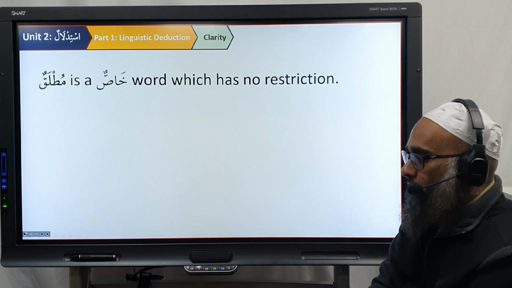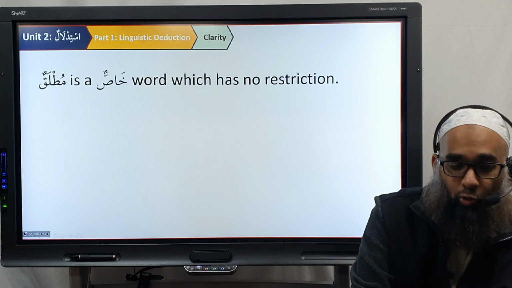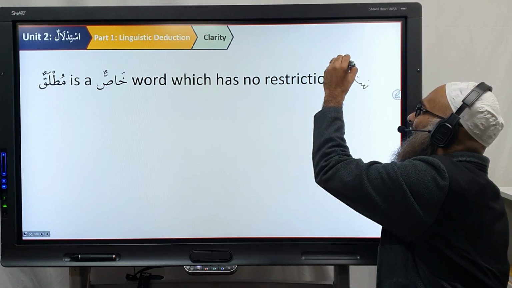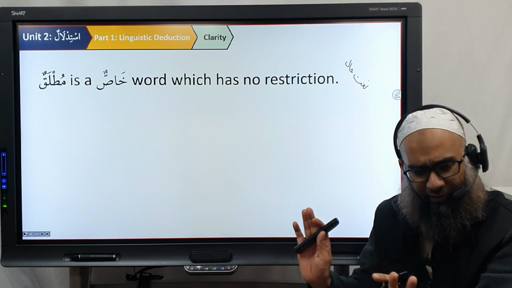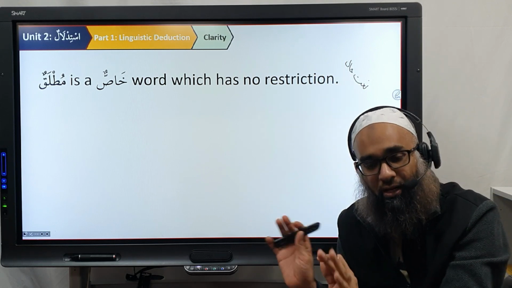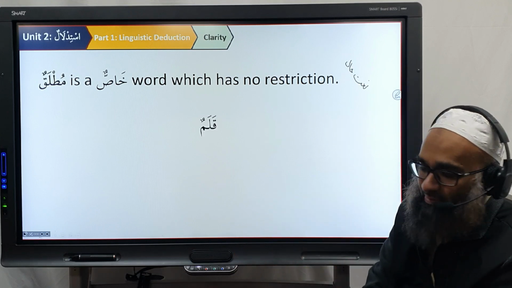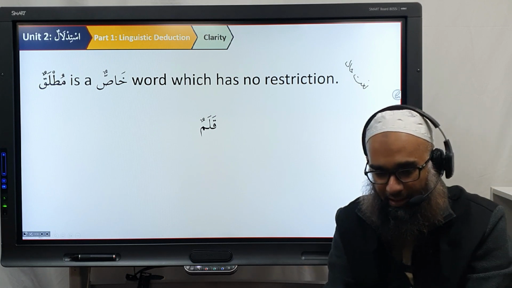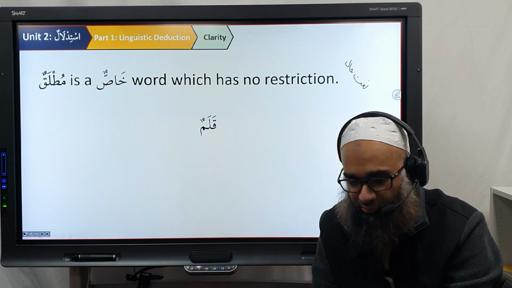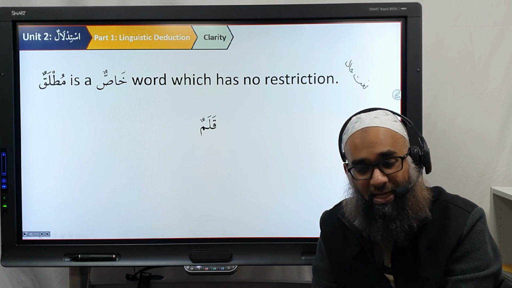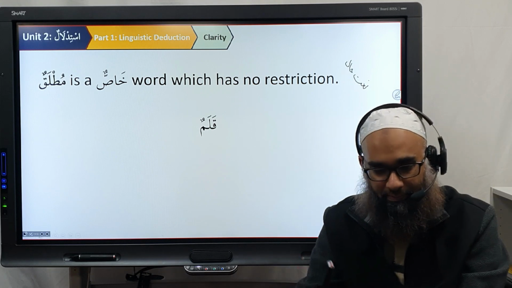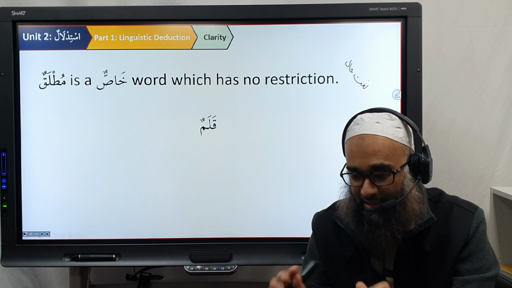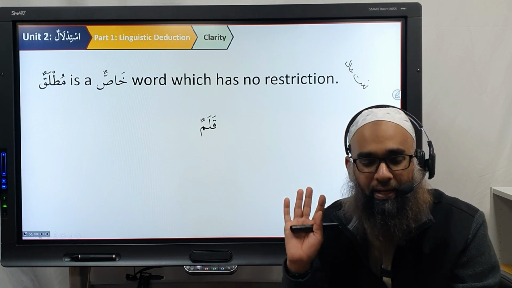So mutlaq is a khas word which has no restriction. When I say restriction, it has no naat, it has no hal, it's just on its own. But these are all clear because it's khas, and khas is part of wadih, but it's not restricted. For example, if I say qalamun, qalamun means pen. It can mean a ballpoint pen, it can mean a felt tip pen, it can mean a red pen, it can mean a blue pen, it can mean any pen. So if I said to you, get me a pen, without any context, take out any circumstances, any context, any scenario, and if I say, hati qalaman, get me a pen.